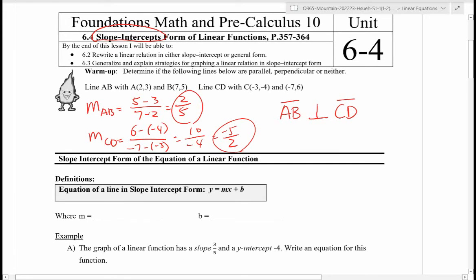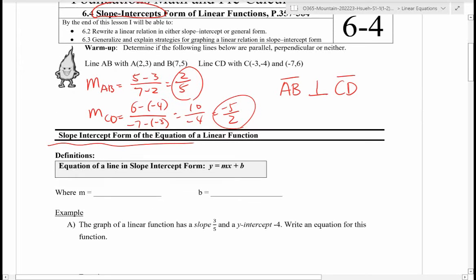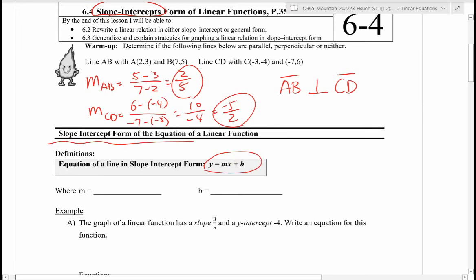Now we are going to be looking at the slope-intercept form of the equation, and it has the form y equals mx plus b. We talked about this before: we usually use m to denote the slope. So m is the slope, and b is the y-intercept.